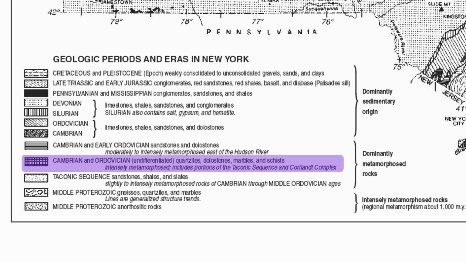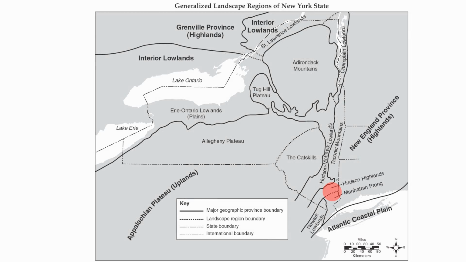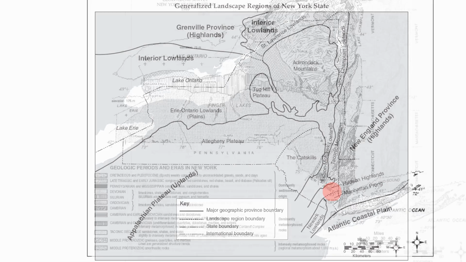The next pattern up is kind of this checkerboard pattern. This is Cambrian and Ordovician age rock. Again, mostly is going to be metamorphic rock. Where's that checkerboard pattern going to be found? It's going to be found right here in southern Westchester, really in the Manhattan Prong here. A good portion of the Manhattan Prong is going to be that part of New York State.